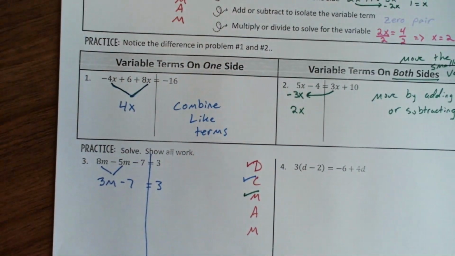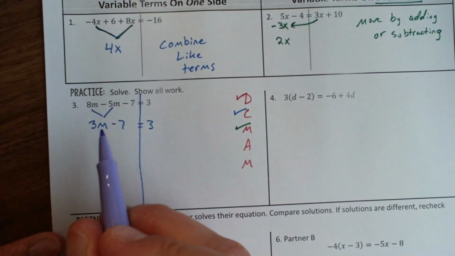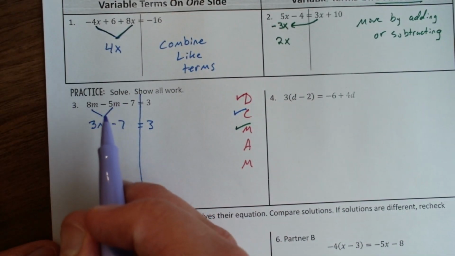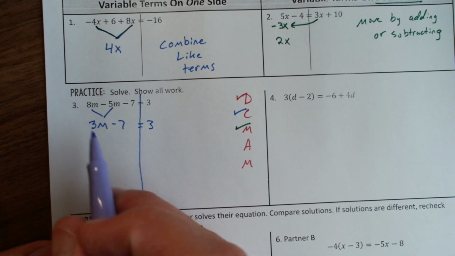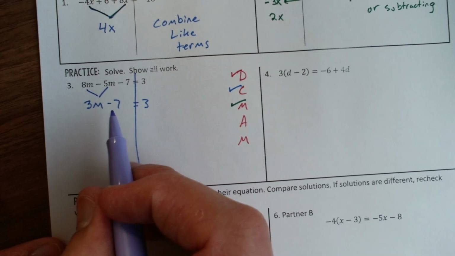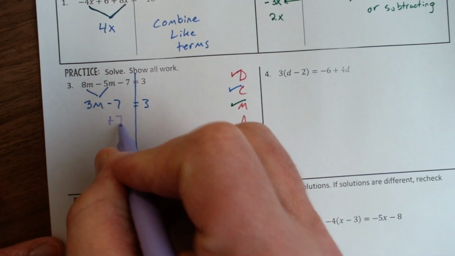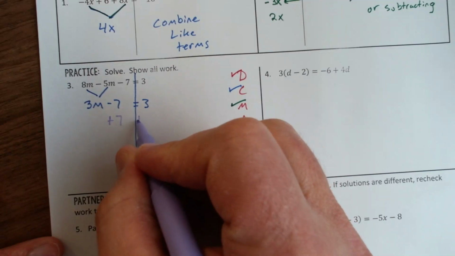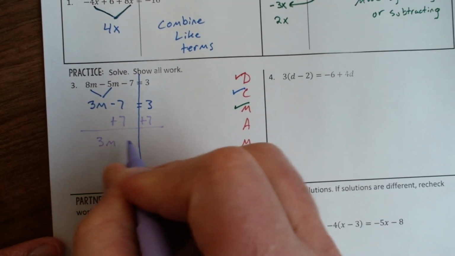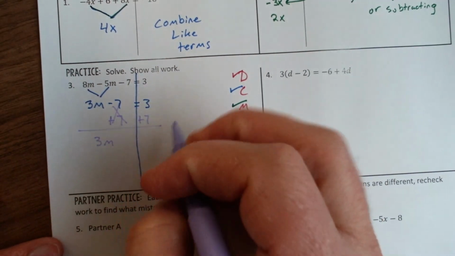These final two steps I'll almost always have to do. Add or subtract to isolate the variable term. Now I'm trying to get the variable all by itself. All the steps prior to this were trying to unlock and crack this equation just so that I could get the one single variable. Now I try and isolate it. I have subtracting 7 here, so I'm going to do the opposite. The zero pair of negative 7 is positive 7. This becomes 3m. Negative 7 plus 7 goes away. 3 plus 7 is 10.